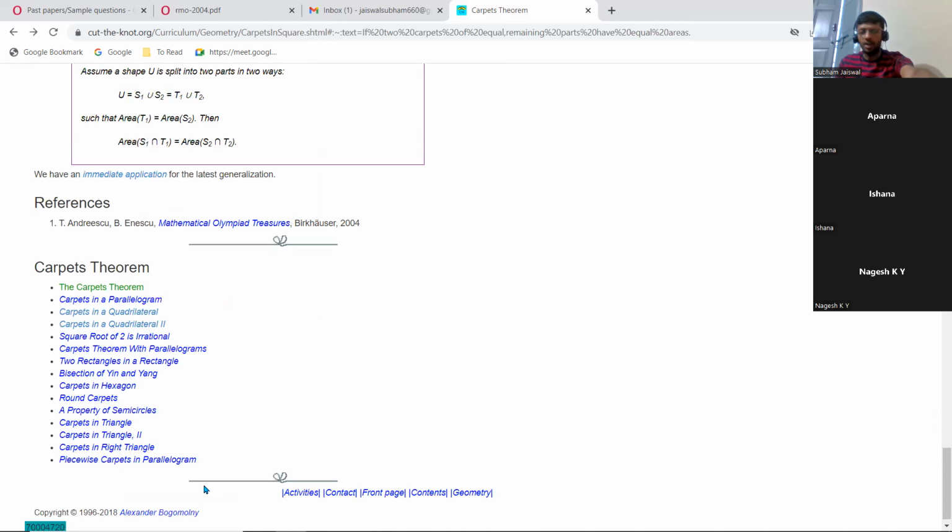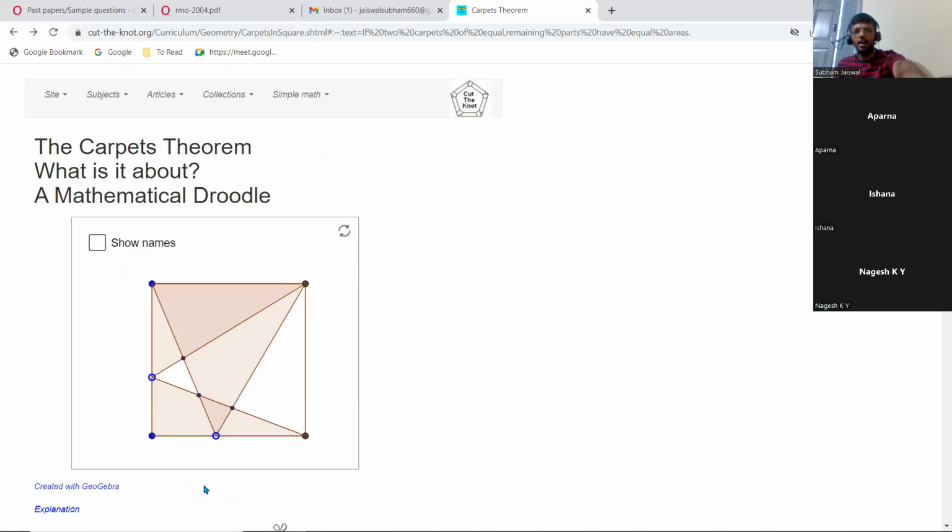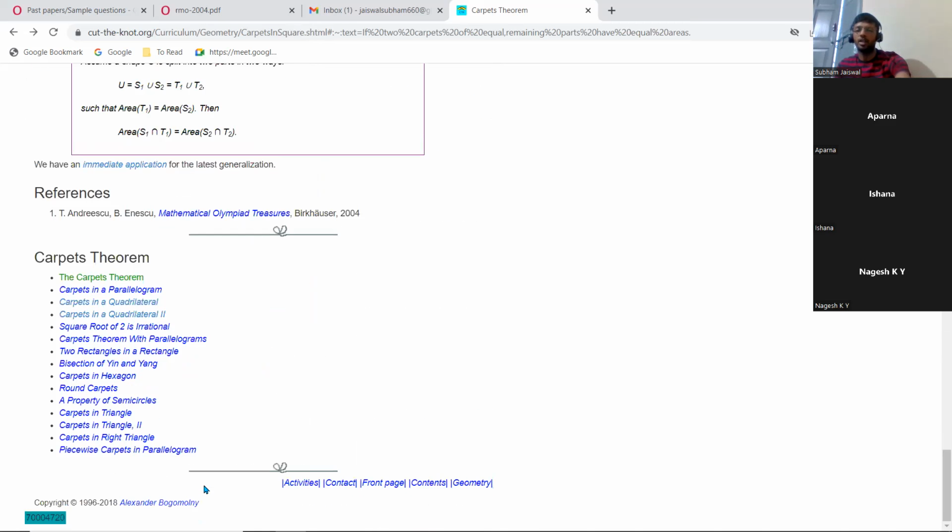And others also you can try. Do have a look at this. It's Carpet's theorem, on Cut the Knot. It's a very wonderful place, a very old place. Please do it. You will enjoy it. So just try it and then share a few with me.